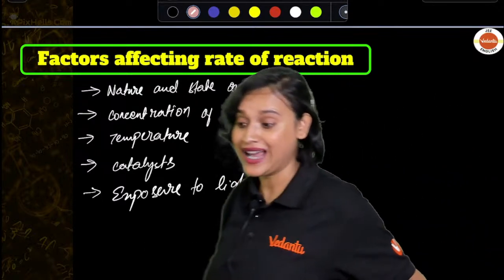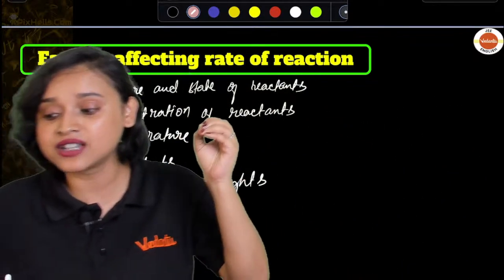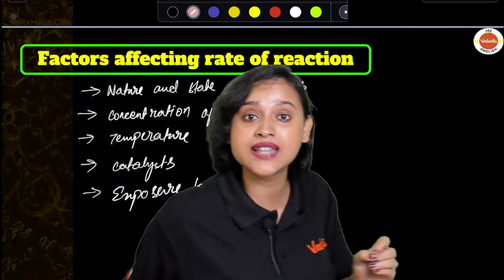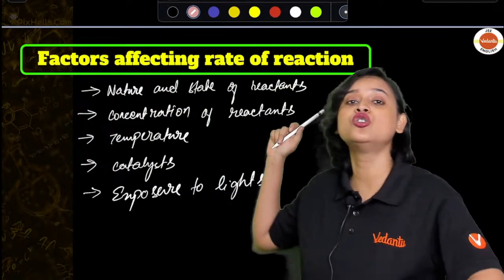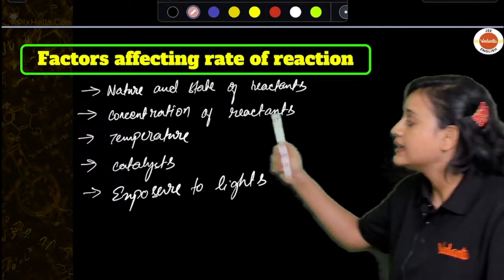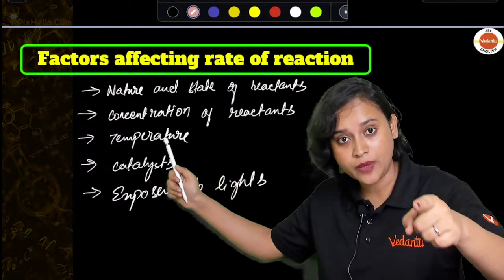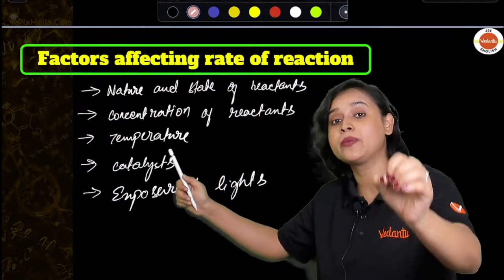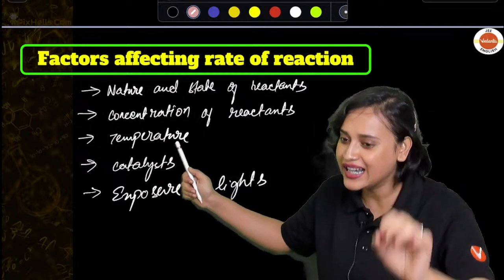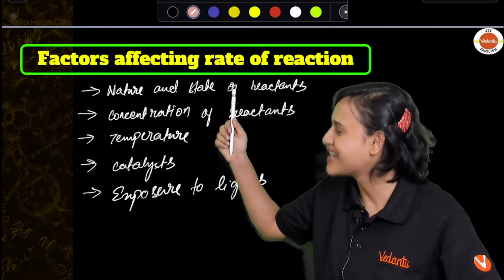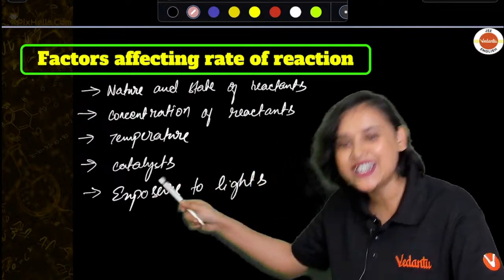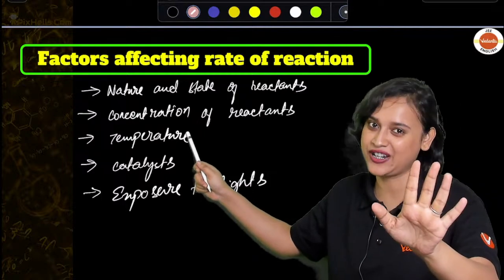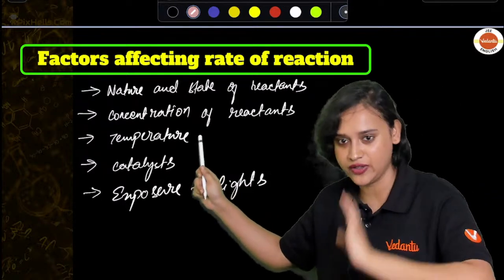Concentration of reactant, as in what is the concentration of the reactants that you are taking. That will also affect the rate of reaction. There is temperature, and we will talk about temperature coefficient. We will talk about the Arrhenius equation. However, right now at just 32 minutes of the session, to introduce the Arrhenius equation is slightly difficult. I will do it. Don't worry about it. We will have it. Okay?